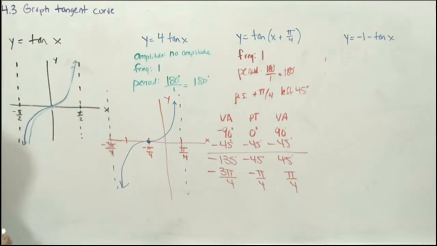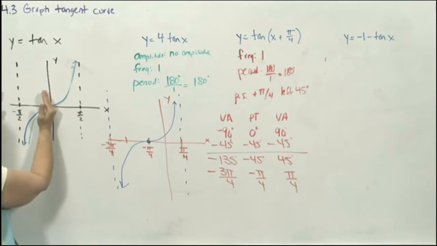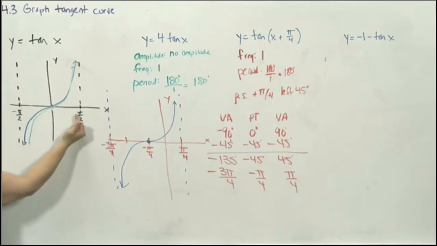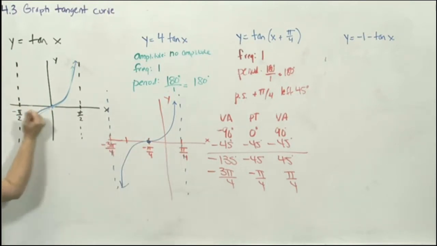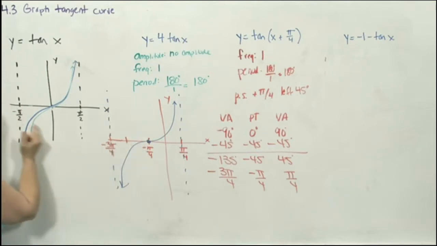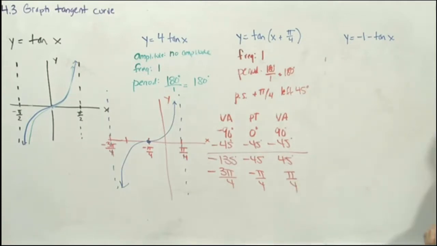So everybody look, doesn't it make sense that we took the original, and if we shifted everything back 45 degrees, 90 would shift back to be at 45 degrees. It is. 0 would shift back to be at negative 45 degrees. It is. Negative 90 would shift back and be negative 135. Make sense? Good.